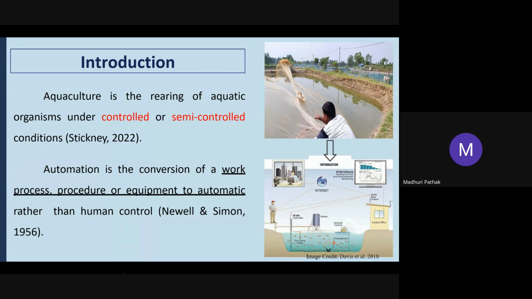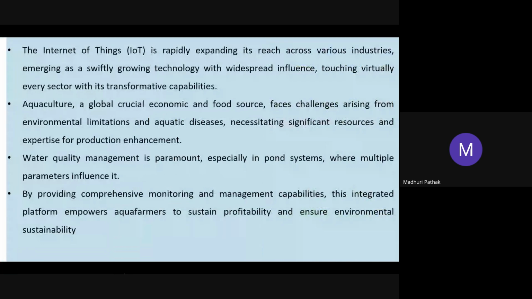Smart is nothing but doing things in different ways, okay? Not the traditional ways. The Internet of Things is rapidly expanding in its reach across various industries, emerging as a swiftly growing technology with widespread influence, touching virtually every sector with its transformative capabilities. Because of this capability, you are at different places in India and I am at Mumbai, and we can talk to each other through a mode of communication. That means technology has given us the opportunity of communicating from different locations. This is nothing but the Internet of Things.